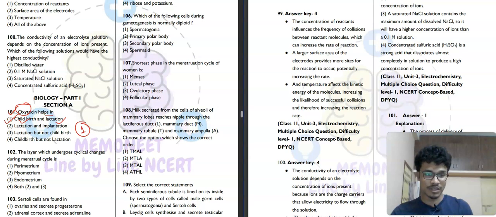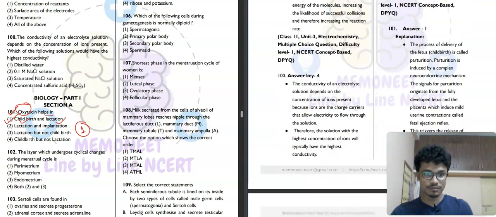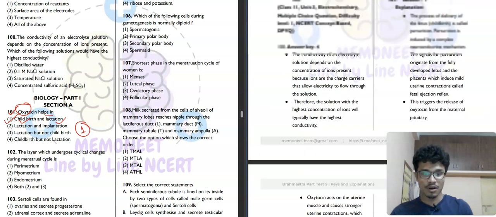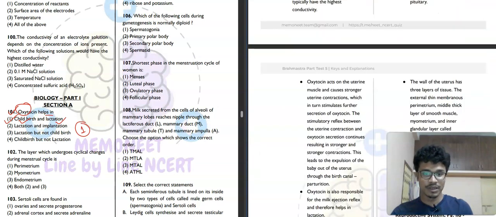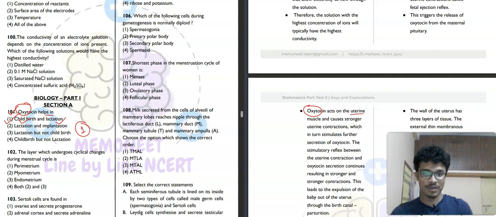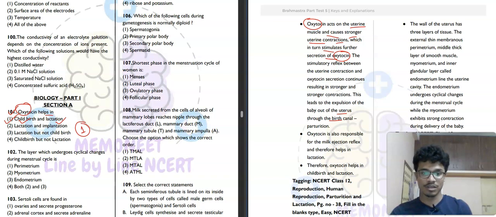You can also read this in the explanation: oxytocin acts on the uterine muscle and causes stronger uterine contraction, which in turn stimulates further secretion of oxytocin, and it helps in childbirth. The next function of oxytocin is that it is also responsible for the milk ejection reflex, which is lactation. Therefore, it helps in lactation. That's why the first option will be the correct answer for this question.